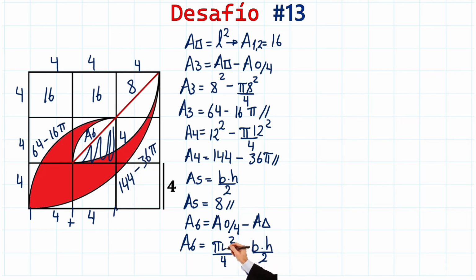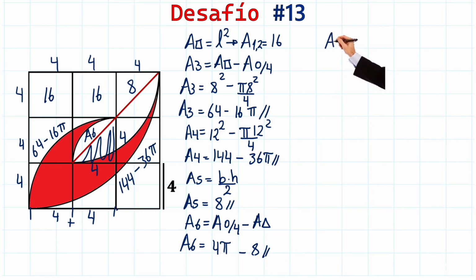Alright, so here we have 4 squared. Then the base of the triangle is 4 because it is this part here, and the height is also 4. We get 4 times 4 over 2, which would give us 4 squared is 16. 16 divided by 4, well, is 4. We get 4 pi. 4 pi, great. Minus 4 times 4, which is 16, and divided by 2, 8. Fantastic. We have area 6, and we are one step closer to solving the exercise.